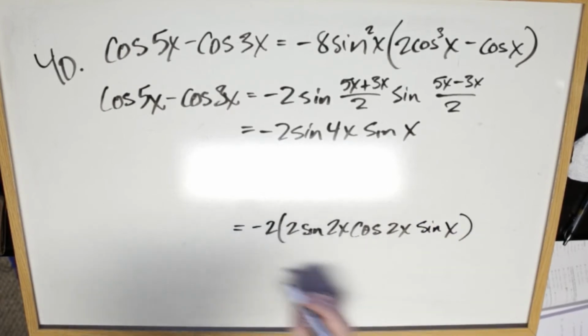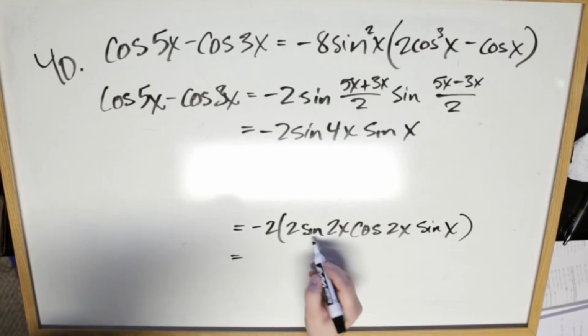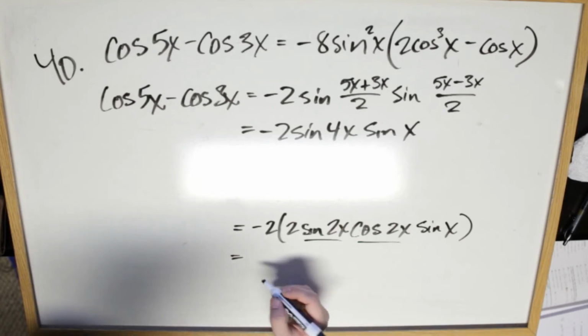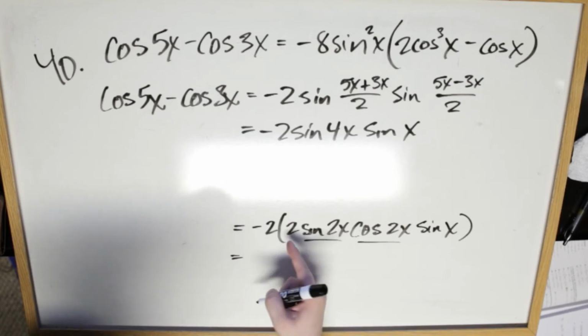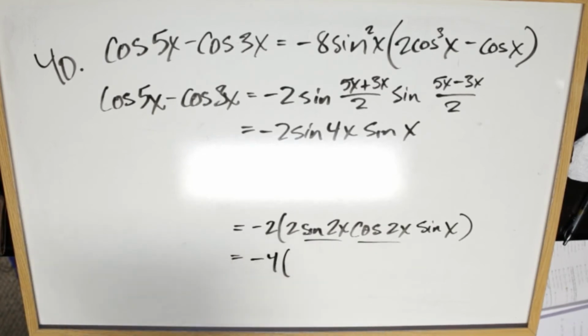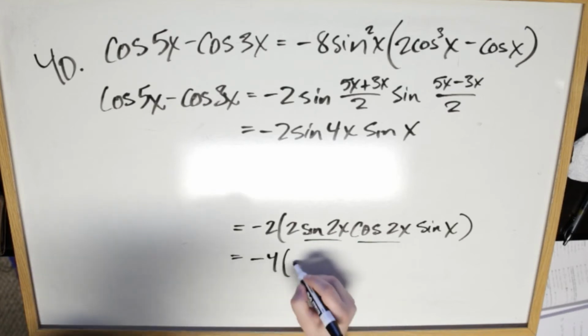Okay. So now we can actually go even further with these and use the double angle formula again. So you're kind of using multiple iterations of the same formula, which is kind of unique. So this is going to be minus, so the 2 times the minus 2, minus 4. And now the sine 2x is going to be 2 sine x cosine x.